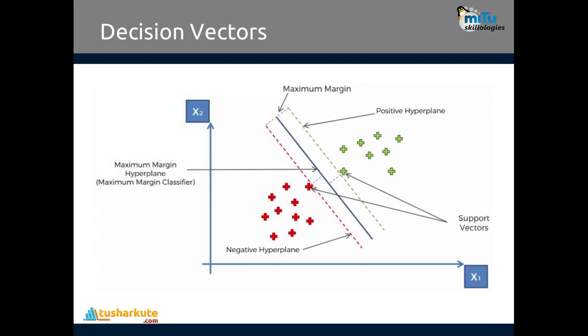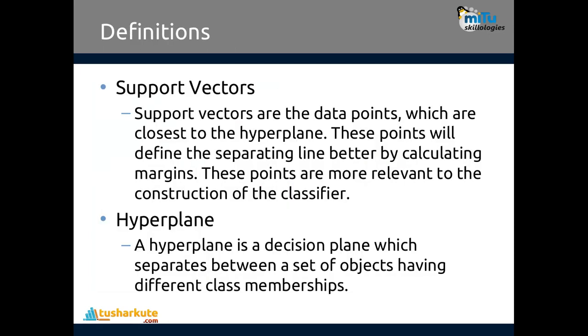Afterwards, when you are going to do the classification, only the support vectors are checked against the data set, whether they are in the positive hyperplane or in the negative hyperplane. Based on this, the classification system will identify which particular class new data will go in. Now a few definitions to remember: support vectors are the data points which are closest to the hyperplane. These points will define the separating line better by calculating the margins. These points are more relevant to the construction of the classifier.